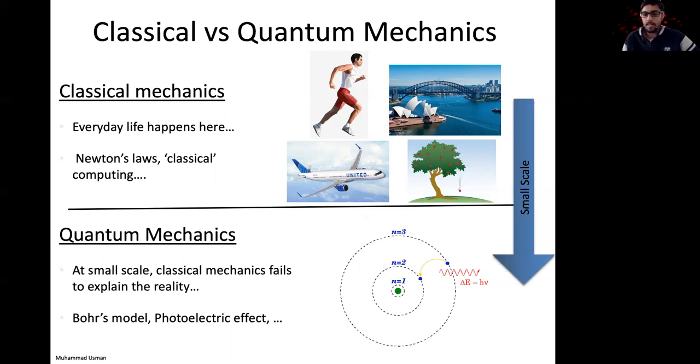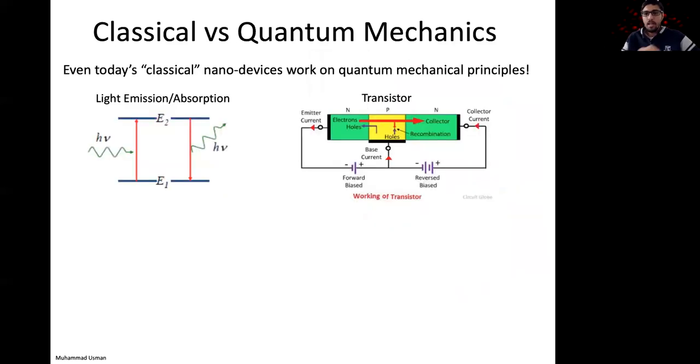That's all quantum mechanics. Photoelectric effect, for example. If you shine light, you can change the energy of an electron. That's also a quantum mechanical property, which is not explainable by classical mechanics. So when you go to a very small scale, things behave in ways that are not explainable by classical mechanics. You need quantum mechanics, which is a totally different theory, to explain your observations.